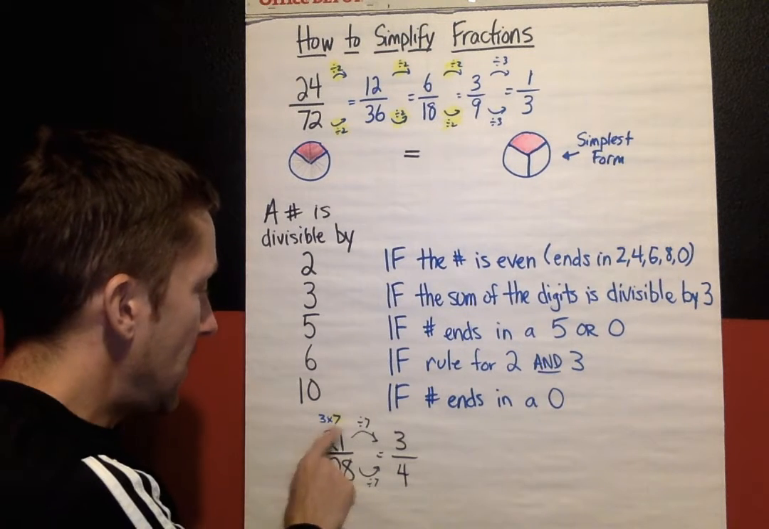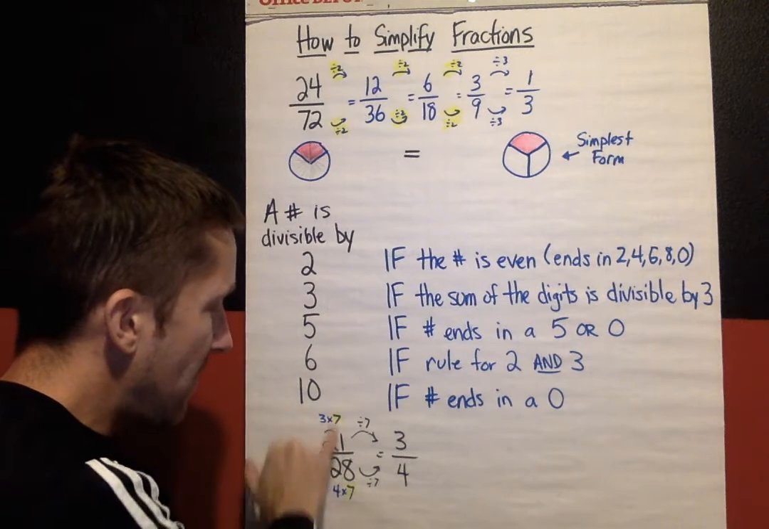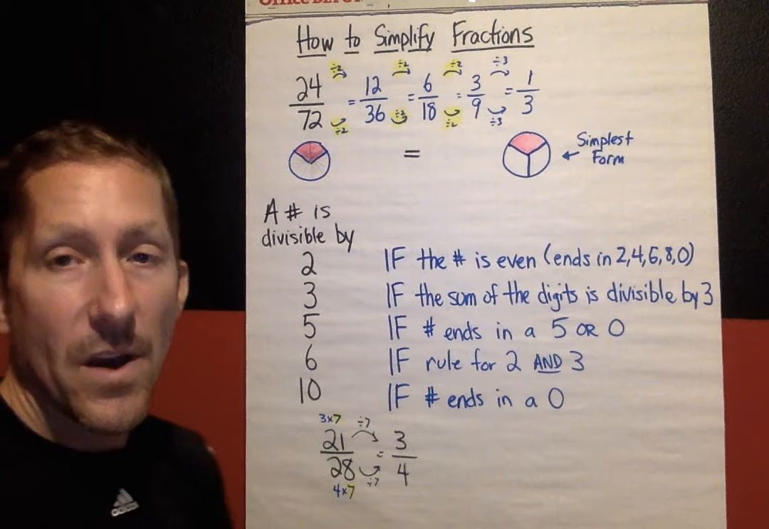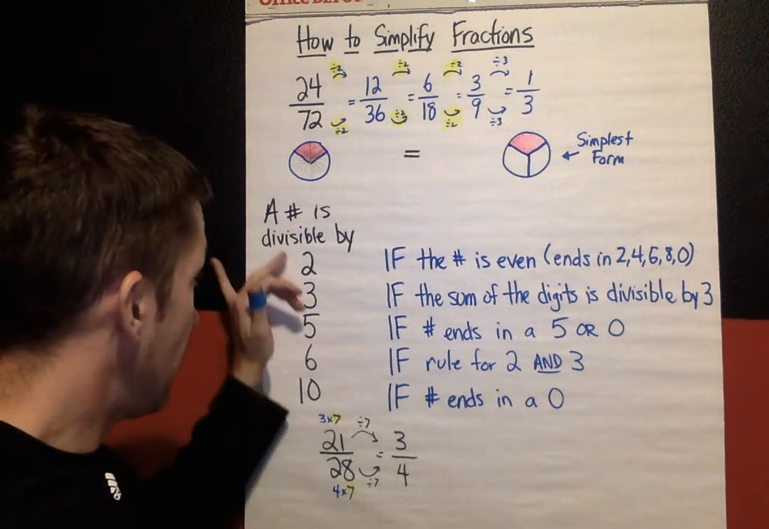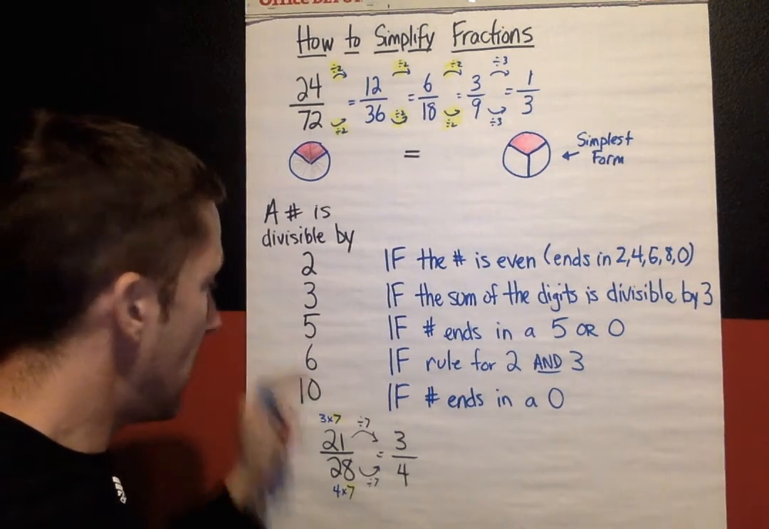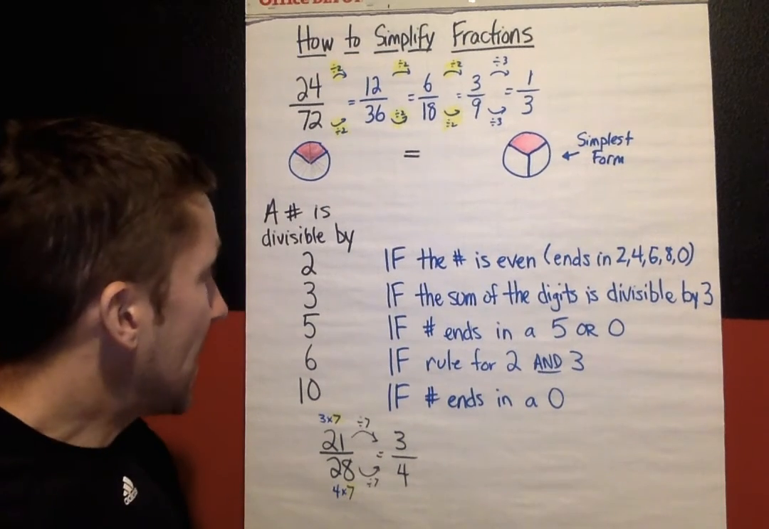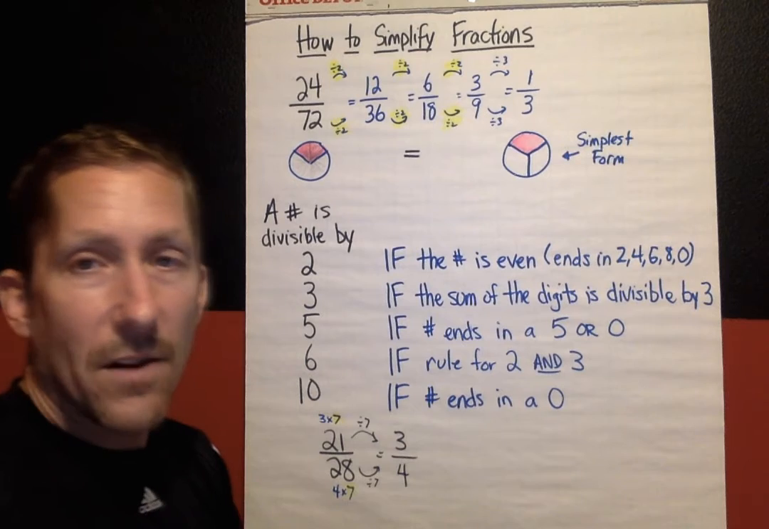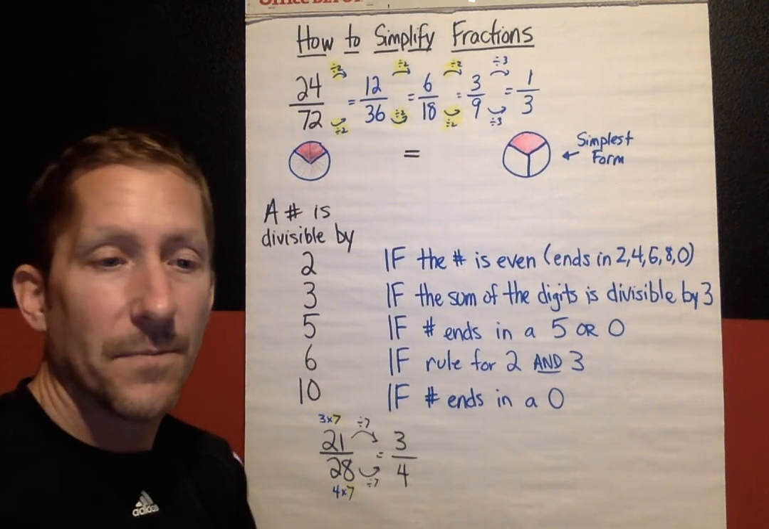So this is what you're doing with simplifying, is you are trying to find a common factor. And here are some shortcuts to know if a number is divisible by one of these, then these numbers are a factor of that number. That's it for simplifying fractions. You might also want to check out how to simplify improper fractions.